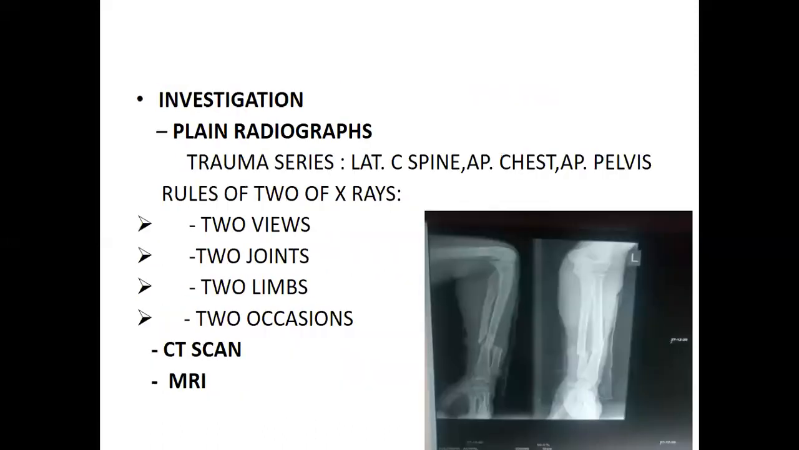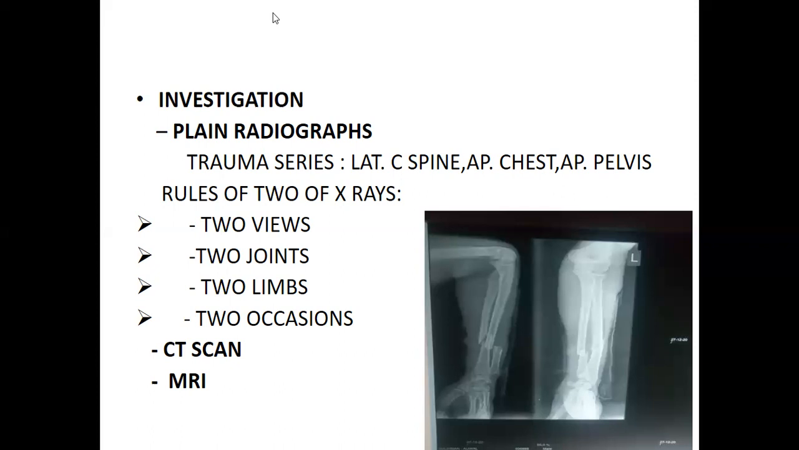Now we have to investigate this patient. Plain radiograph. With plain radiograph, we can make a complete diagnosis of a fracture, okay? So usually you request for a trauma series, as I said, and usually trauma series are done during your ABC of resuscitation. Usually you check for the lateral C spine, you do the anteroposterior of the chest, and also your AP pelvis, looking for any occult fractures or pathology in that particular region.